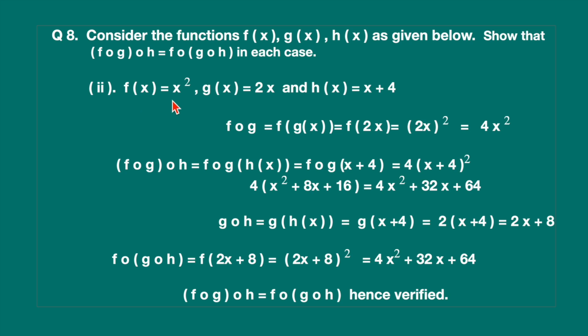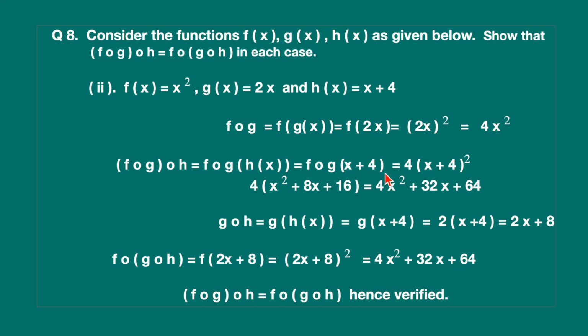Second sum, f(x) is equal to x square, g(x) is equal to 2x, h(x) is equal to x plus 4. We have to find this. So let's do simple fog, f of g(x), f of 2x. f of 2x is 2x the whole square, that is equal to 4x square. Now (fog)oh. So write fog outside the bracket, h(x) inside the bracket like this. Write down h(x), x plus 4.